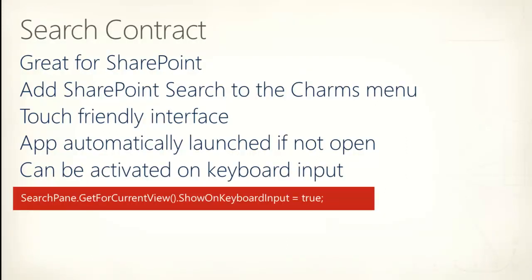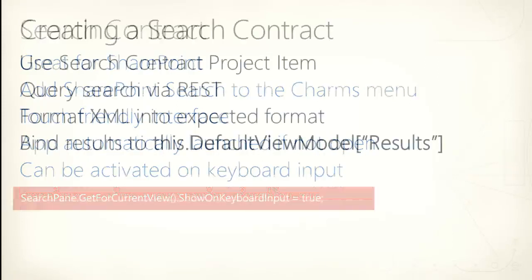The search contract is actually really good for SharePoint. And it allows us to interact with the charms menu on the side of the app, so the user can click on the search icon and use your app to search SharePoint. It has a nice touch-friendly interface, and it will automatically launch your app if it's not open already. And the other thing we can do is have it activate automatically on keyboard input. So if you've ever typed in the Windows 8 Start menu, same kind of search results.